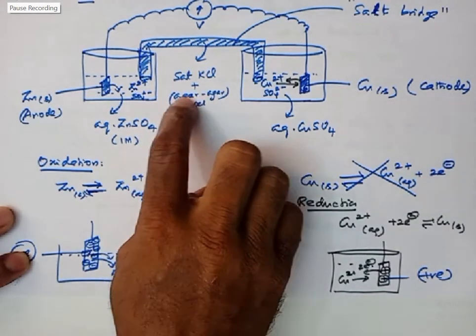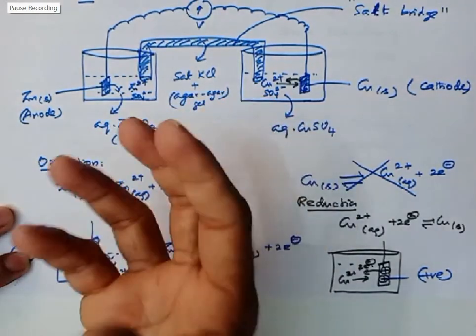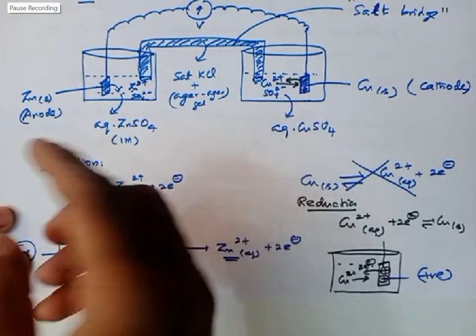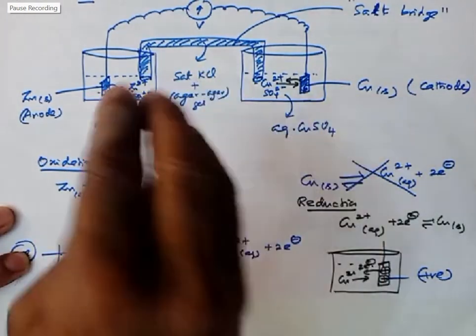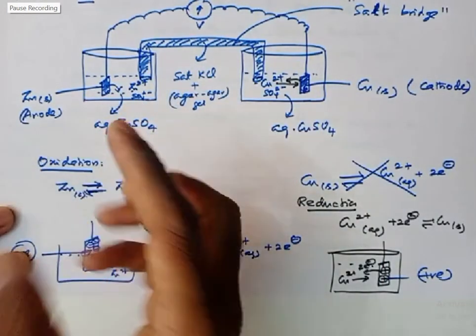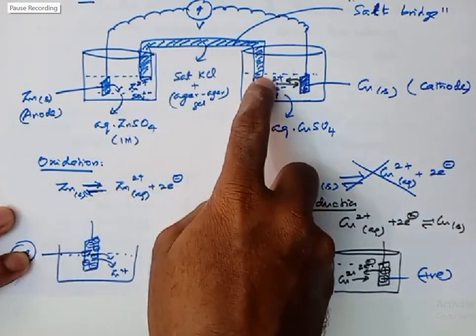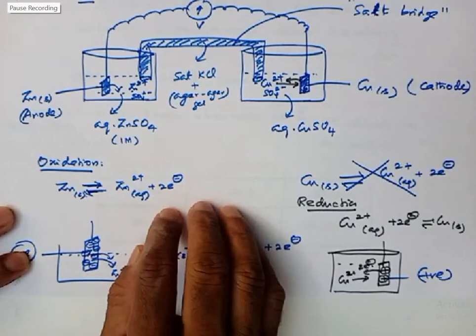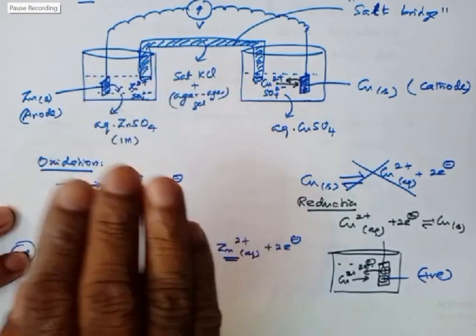Very simple. You take agar-agar powder, mix it in hot water and make it into a gel, then add excess potassium chloride. Okay, mix continuously, you will get a gel. Suck the gel into this tube and dry it. Okay, you will get what is called the salt bridge. What is the purpose of the salt bridge? Yes, we are going to discuss.